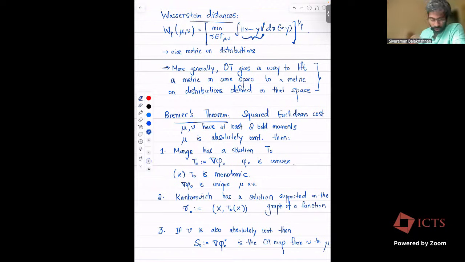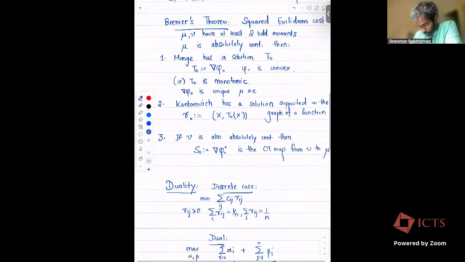And then we said, okay, what is the relationship between Monge's and Kantorovich's problem? And one relationship is Brenier's theorem. So what it says is, suppose you work with the squared Euclidean cost. This is one of the cases that we'll focus on a lot. And suppose that I give you distributions that have two bounded moments, and the first distribution is absolutely continuous. It has a density with respect to the Lebesgue measure. Then Brenier's theorem will tell you that Monge's and Kantorovich's problems are very strongly related.